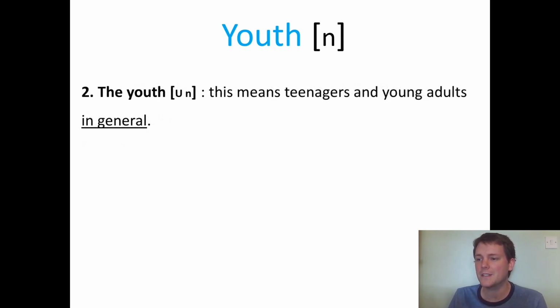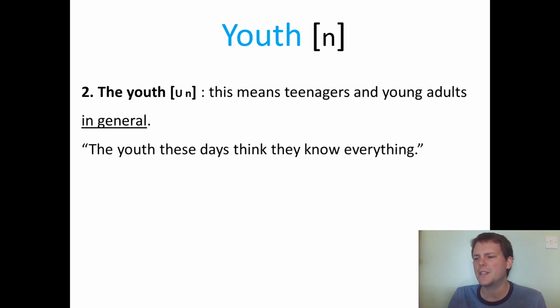We look at the second definition, which is the youth as an uncountable noun. And this means teenagers and young adults in general. So not a specific youth who you can see, or a specific group of youths that you see in a particular area, but these kinds of people in general. For example, the youth these days think they know everything. So yeah, I'm talking about teenagers and young adults generally, any and all of them in this sense.